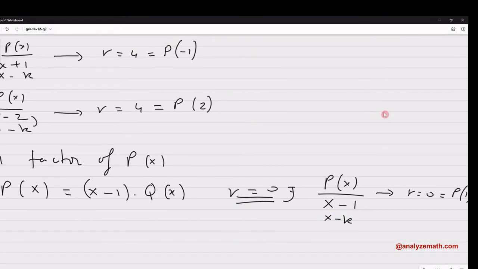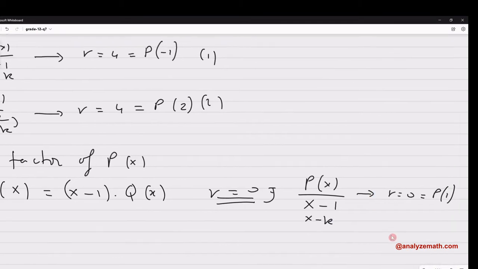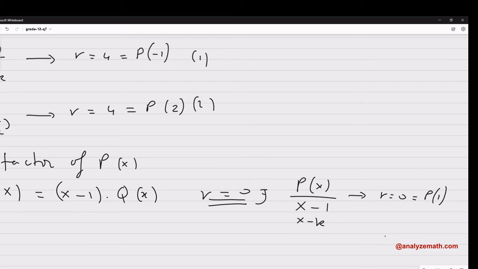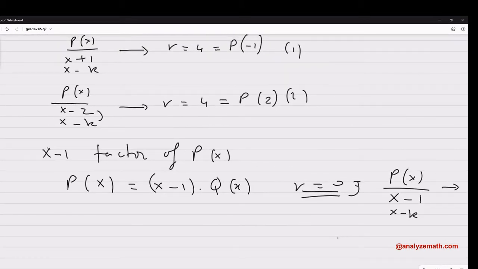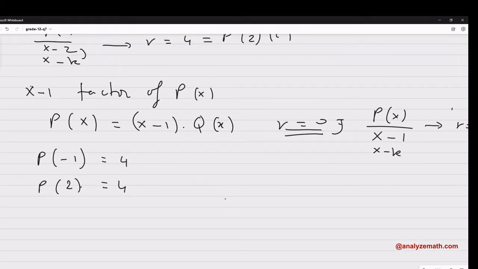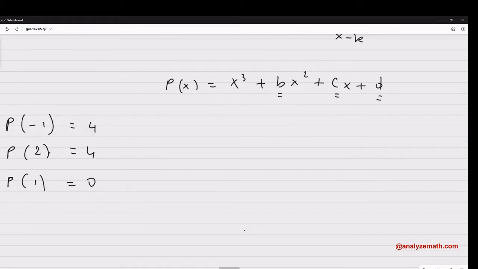So let's put all this together, yeah? So we have 1, 2, and 3. These are going to give us the equations. Now let's put them here first. So P of minus 1 equal 4. P of 2 is 4. And P of 1 is equal to 0. We now write the equations.